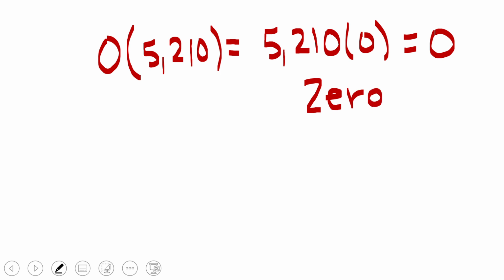Become familiar with these properties of multiplication in section 2.2. Be able to recognize them as you work with them. I hope this lesson helps you with your assignment, and we'll see you soon.